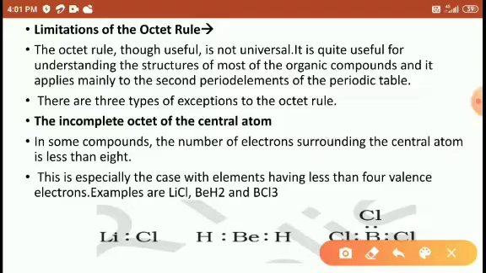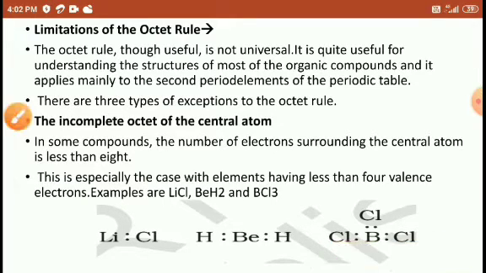Limitations. The octet rule is useful, but it is not universal. It is quite useful for understanding the structure of most organic compounds, and it applies mainly to second period elements in the periodic table. It is useful for determining the structures of second period elements and their compounds, such as lithium, beryllium, boron and carbon.